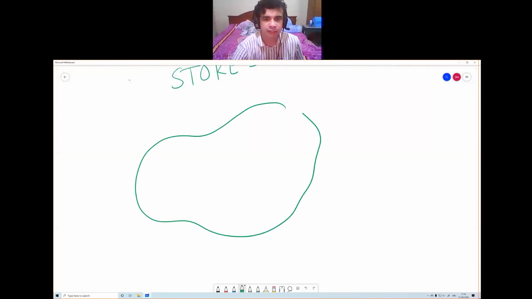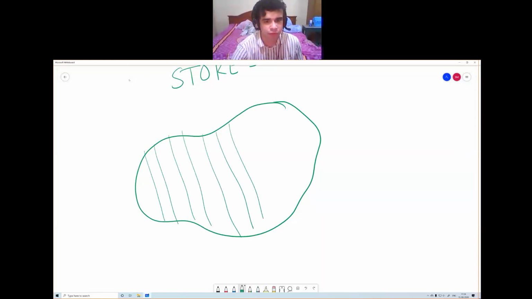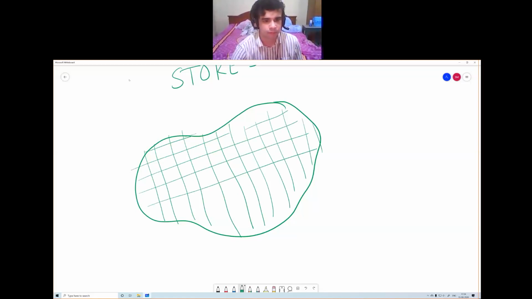Suppose I have a surface like this. I divide this surface into several small surfaces of very, very small area, like this. For each of these small surfaces, assume that all the surfaces are square. That square area is so small, all the surfaces are square or rectangle.